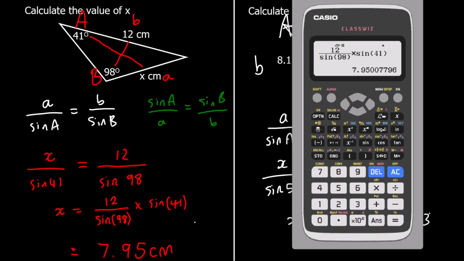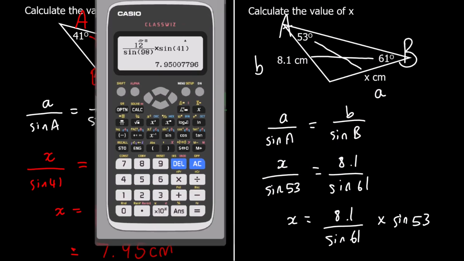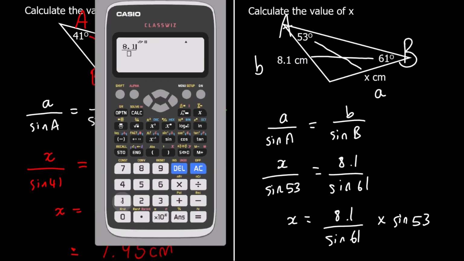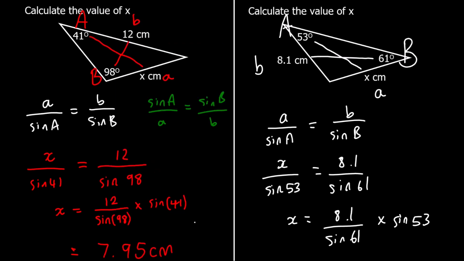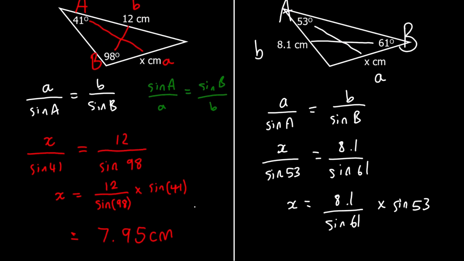And type it into the calculator. So that's 8.1 over sine 61 times sine 53. And that's 7.40. So 7.40 centimeters.